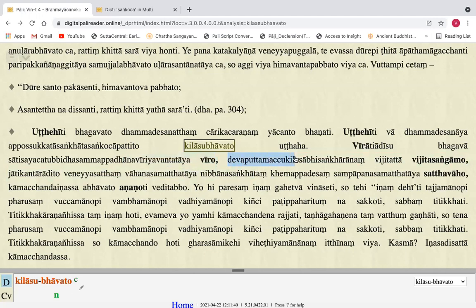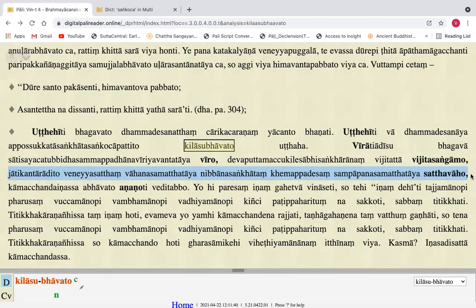In the Buddha verse, Kilesa Bi Sankara Nan Vijidata, Vijida Sangamo, the same one, and Jadi Gandara Dito. So Vinaya Satam, Wahana Samatadaya. So Nibbana Sankadan came up Badistan. Samba Bana Samatadaya Sata Waho. So completely explained. So the Buddha leads, Vinaya Sata, the merchants of beings.